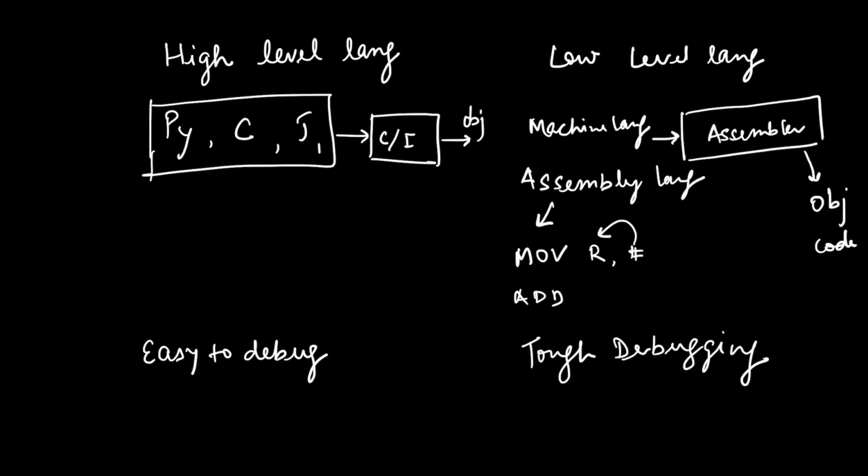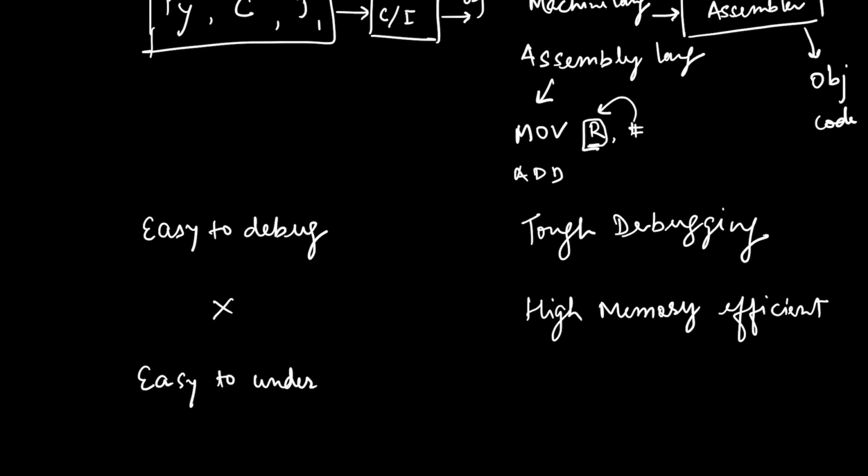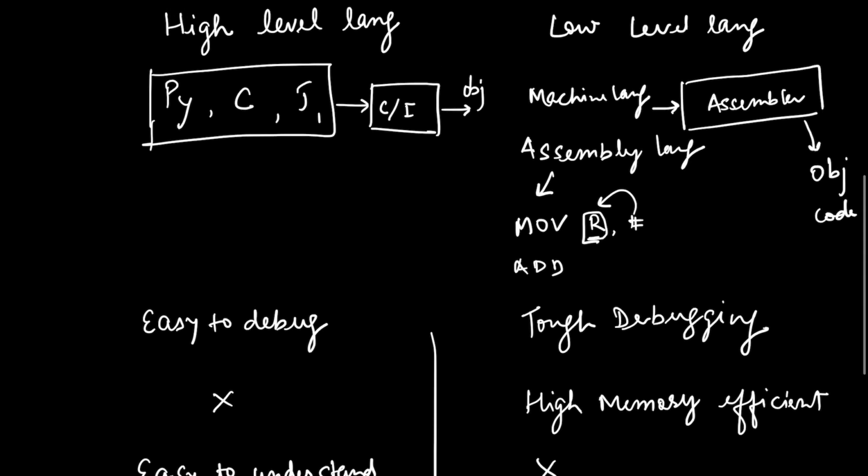But the advantage of low level languages is that they are highly memory efficient, because you are working directly close to the register, directly giving values into it, and we are very close to the memory. But this is not the case in high level languages. High level languages are easy to understand, they have an English-like structure and are very user friendly. So the list is huge, there are so many differences, but the main difference was the one I explained at the first line.